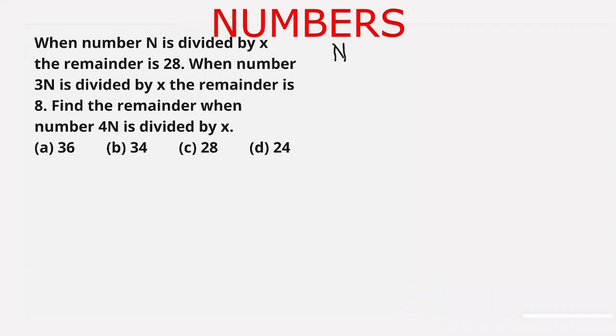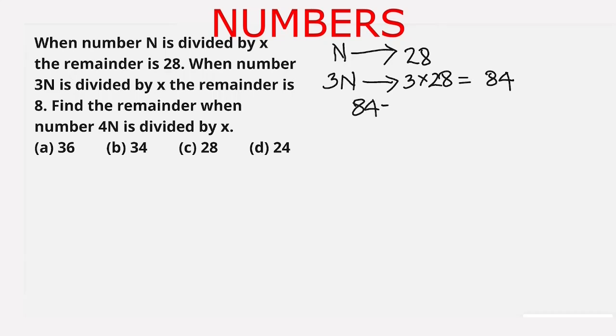When n is divided by x, the remainder is 28. Therefore, when 3n is divided by x, then the remainder will be 3 times 28. 3 multiplied by 28 is 84. But the actual remainder is 8. So 84 minus 8 equals 76. And this 76 must be divisible by x.